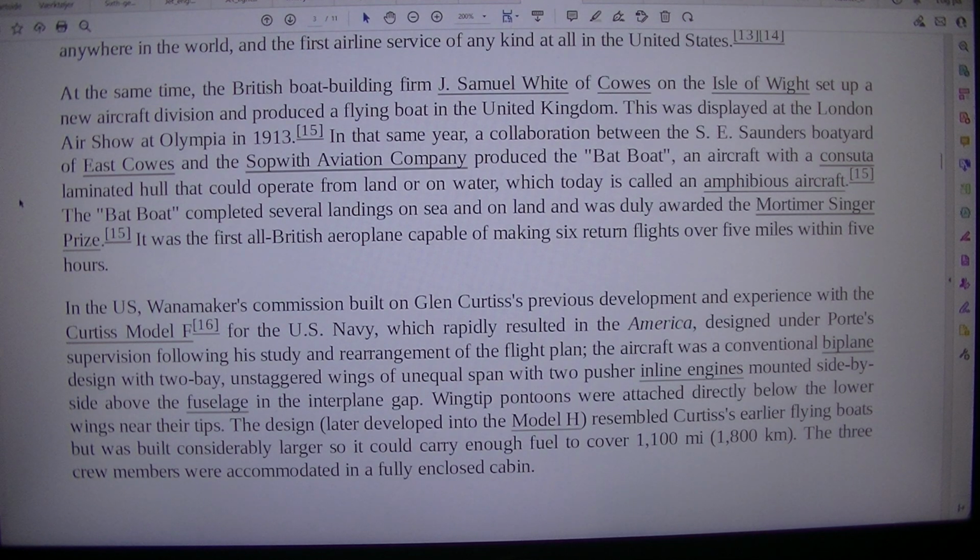In the US, Wanamaker's commission built on Glenn Curtiss's previous development and experience with the Curtiss Model F flying boat for the U.S. Navy, which rapidly resulted in the America, designed under Porte's supervision following his study and rearrangement of the flight plan.